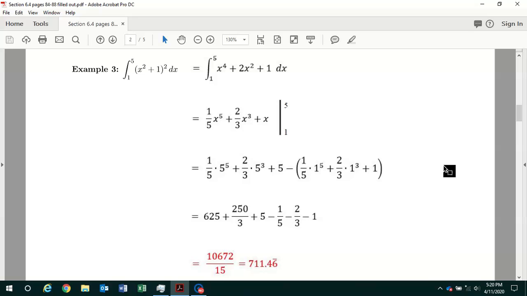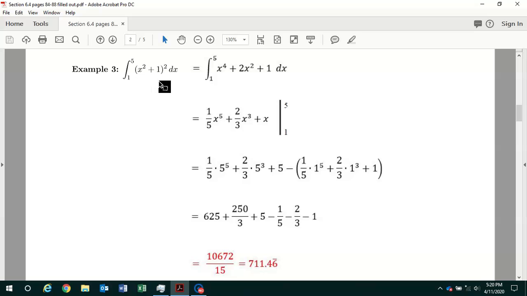All right, class. In this video, we continue our discussion of section 6.4 in your note packet on the fundamental theorem of calculus. And so we're picking it up at the top of page 85 with example 3. We have to find the definite integral of x squared plus 1 quantity squared with respect to x from x equals 1 to x equals 5.